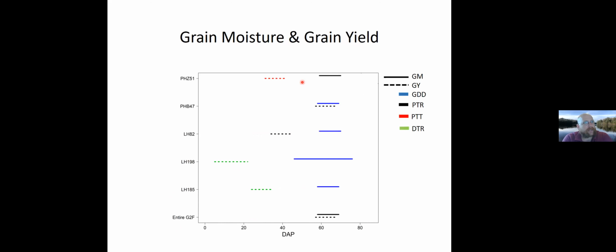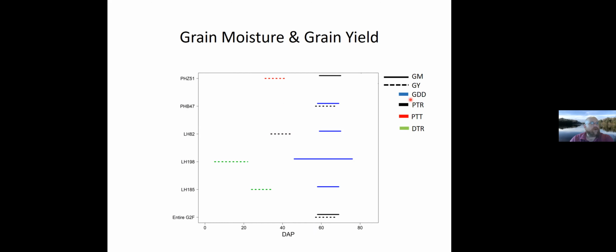But as the trait complexity increases, we get more variability in the environmental factor and window of time. Grain moisture, the solid line, is relatively conserved in terms of days after planting, with about 2 populations using PTR and the rest using GDD. However, for grain yield, the most complex trait, the window of time is spread out, and there's no real conserved environmental parameter used.